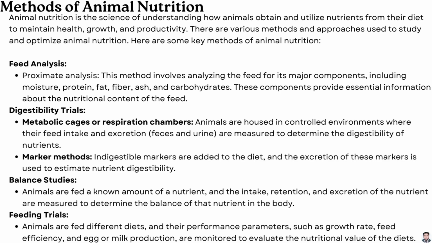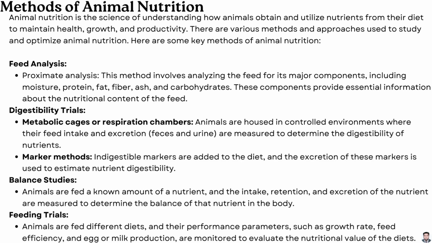Digestibility trials, metabolic cages or respiration chambers. Animals are housed in controlled environments where their feed intake and excretion, feces and urine, are measured to determine the digestibility of nutrients. Marker methods. Indigestible markers are added to the diet, and the excretion of these markers is used to estimate nutrient digestibility.